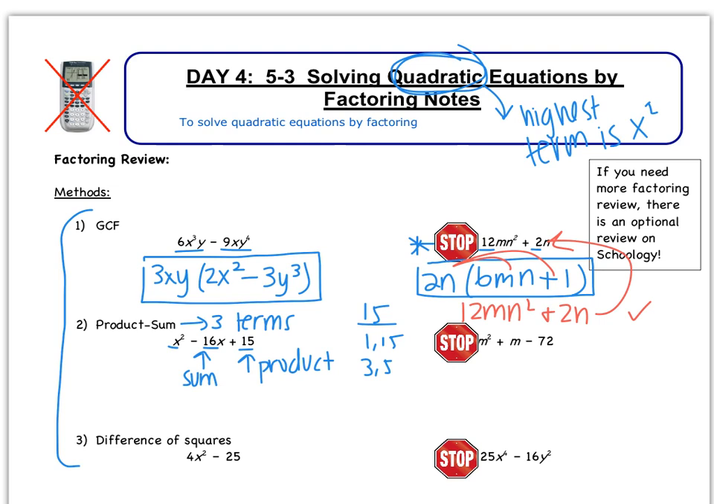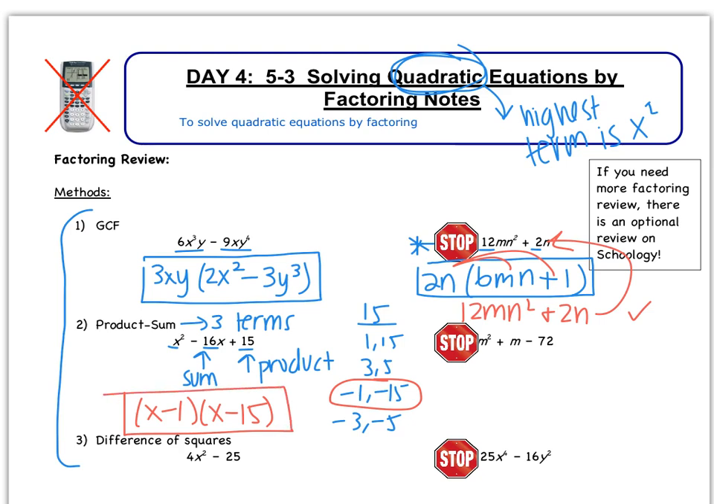That's kind of it. I also consider the negatives, so negative 1 and negative 15, or negative 3 and negative 5. Now I need the numbers whose sum is negative 16, so that'll be negative 1 and negative 15. So my final answer then becomes x minus 1, x minus 15. Now, order doesn't matter, so I can put the x minus 15 first and then the x minus 1.